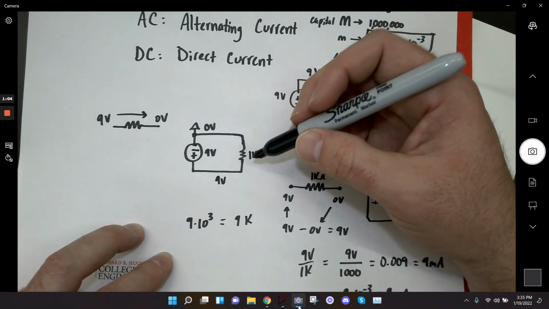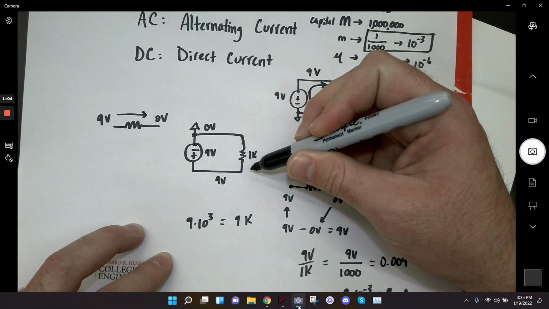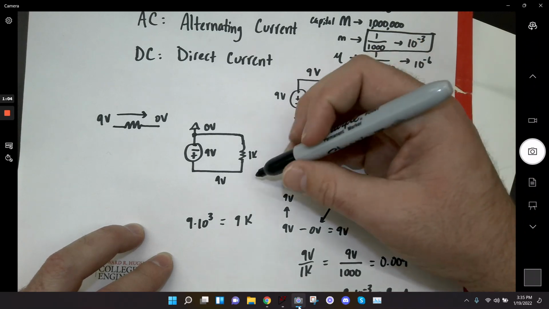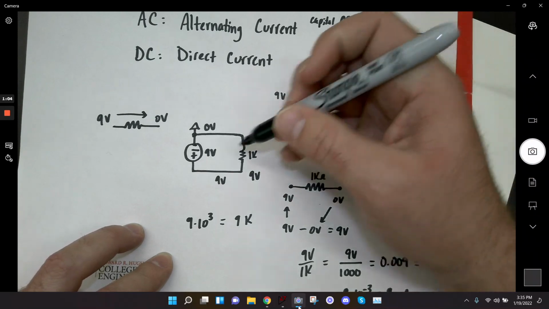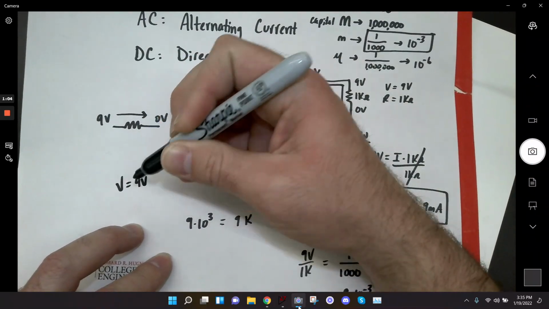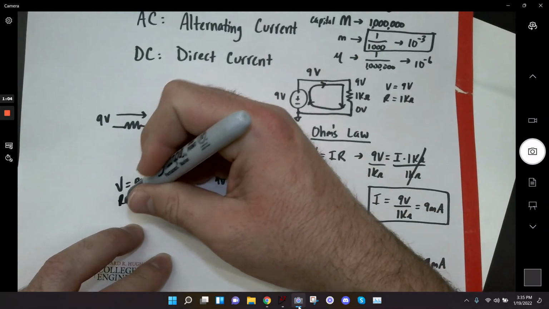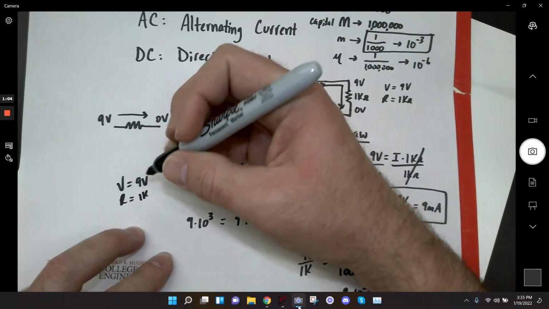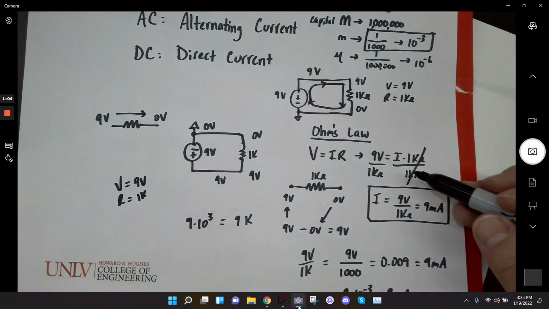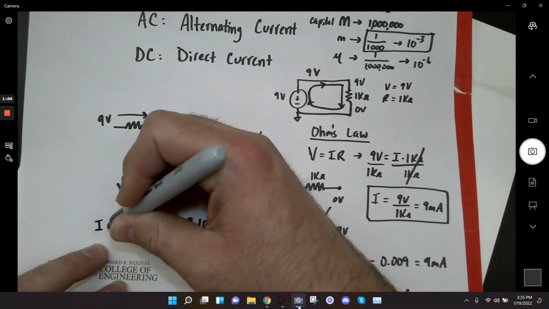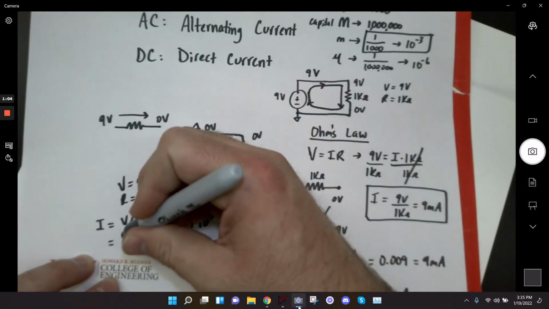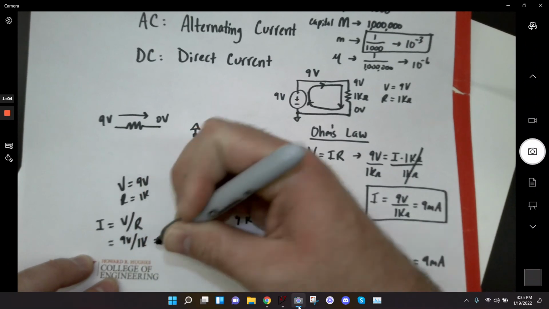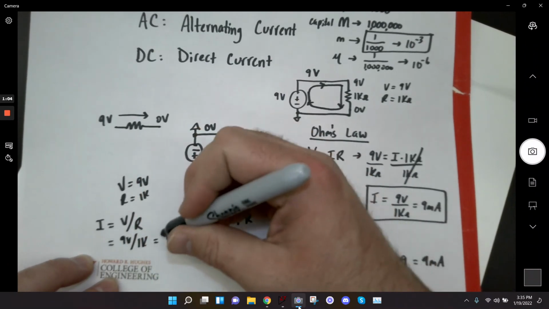And so again, if I wanted to solve this, I know I have 9 volts here and 0 volts here, which means I have 9 volts across the battery. So in this case, my V would be 9 volts. My R, again, I said 1K. So now if I wanted to find I, I is V over R. In this case, it's 9 volts divided by 1K, which gave me 9 milliamps.